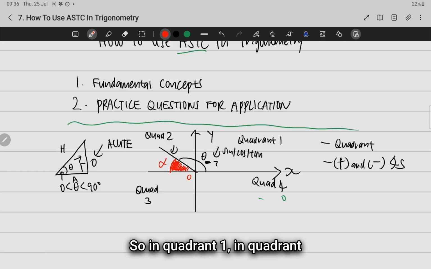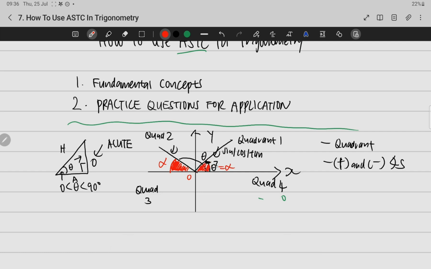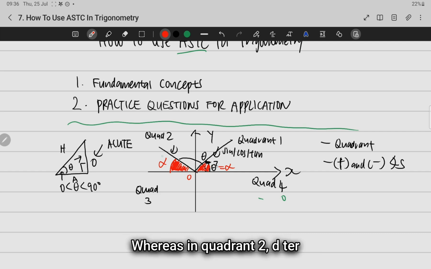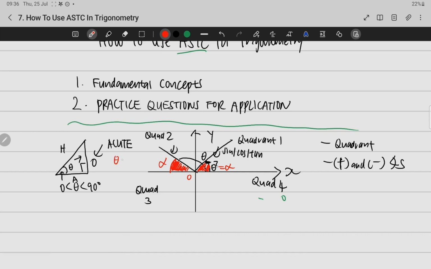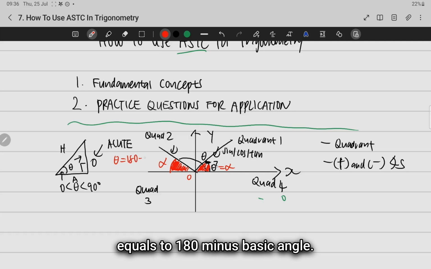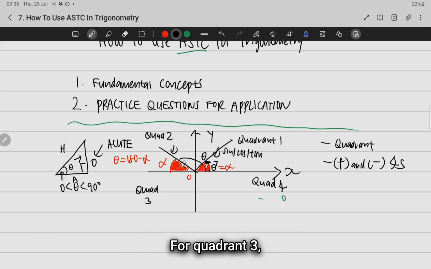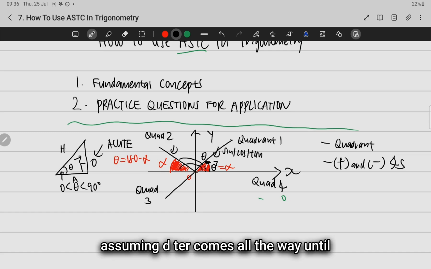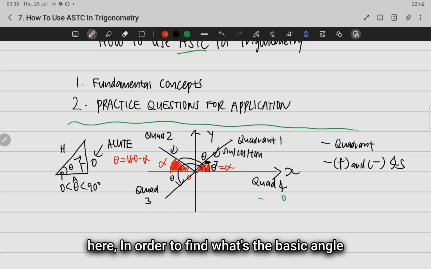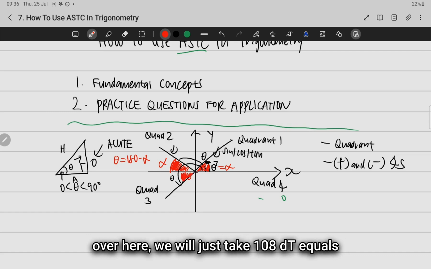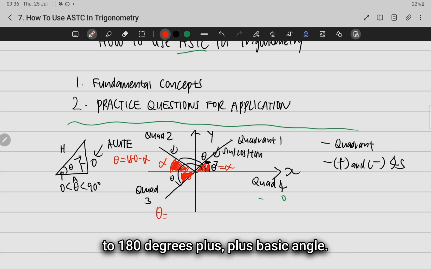So in quadrant 1, let's say this is theta. That means in quadrant 1, theta equals the basic angle as well. The value is the same. Whereas in quadrant 2, theta equals 180 minus the basic angle. This is for quadrant 2. For quadrant 3, assuming theta comes all the way until here, in order to find the basic angle over here, theta equals 180 degrees plus the basic angle.